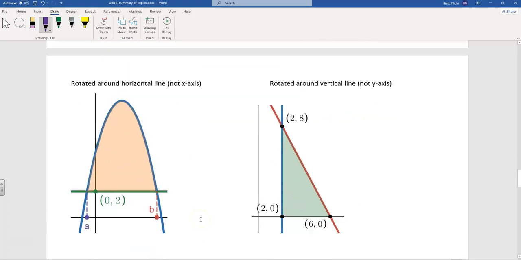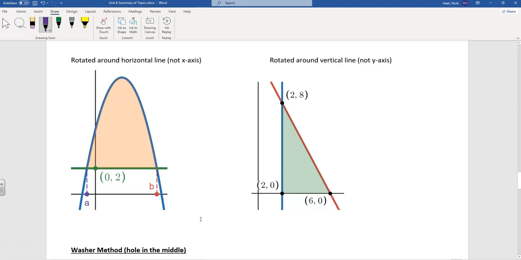Okay, let's do a couple more. These are still no hole. You're rotating around a horizontal line, but this time that horizontal line is not the x-axis. On this one, I'm going to tell you to rotate around y equals 2 right here. It doesn't have to necessarily be 2, but I just put a number in there because I was thinking that the letters were getting out of control if I made that a C. So I think it's a little easier for you to see whenever it's a number.